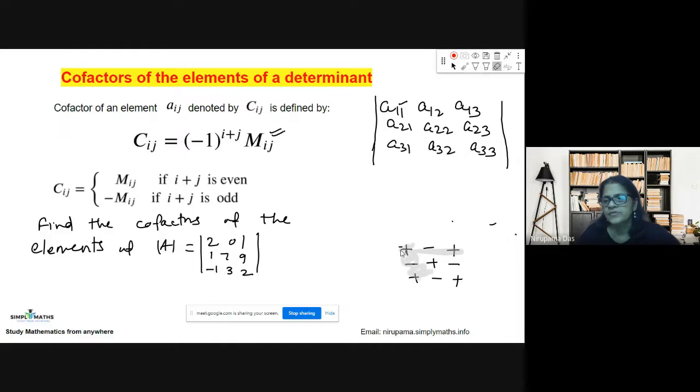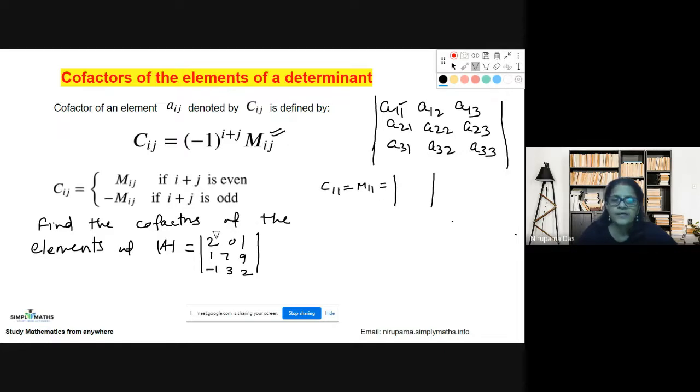Okay, so 9 elements, so we will be getting 9 minors and of course 9 cofactors. Done. Okay, so to start with cofactors, we can write here C11 means cofactor of 2. C11 equal to M11. So you will not consider first row, first column. Okay, so this one first row, first column you will not take. So 7, 9, 3, 2. So you are getting 14 minus 27. So you are getting here minus 13, right?